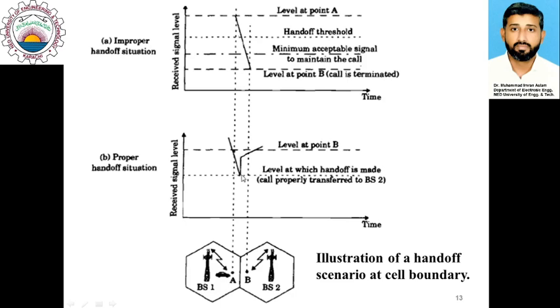Eventually, once base station 2 takes up the call, the signal level available with base station 2 will appear at the mobile station. So at B and beyond, you will be getting the signals from base station 2, and as the mobile unit moves towards the base station, the signal level will start increasing. In this way, the handoff is properly completed, and the call is transferred to base station number 2.